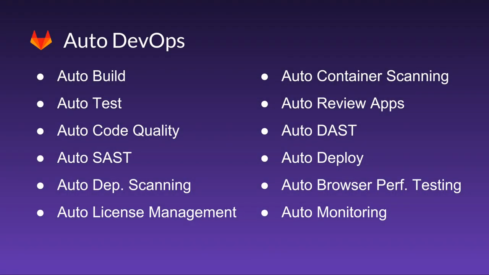Actually, AutoDevOps is a collection of 12 features: AutoBuild, AutoTest, AutoCode Quality, Static Application Security Testing, Dependency Scanning, License Management, Container Scanning, Review Apps, Dynamic Application Security Testing, AutoDeploy, auto browser performance testing, and auto monitoring. These 12 features not only work seamlessly together, but work together automatically with almost no configuration. We think that's the best way to bring these best practices to everyone involved in delivering software.